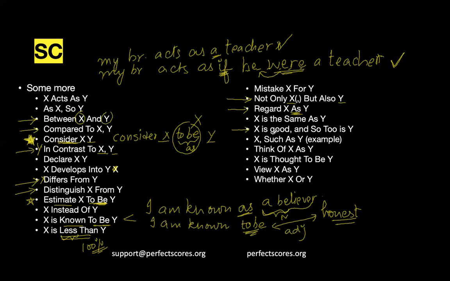This one is also tricky. X is good, so too is Y. So you're basically saying that X and Y are both good. This one is important. Think of me as your sister. So me and your sister both are nouns. Thought to be, this one is also confusing. And this one, whether A or B. So these ones are the more confusing ones.